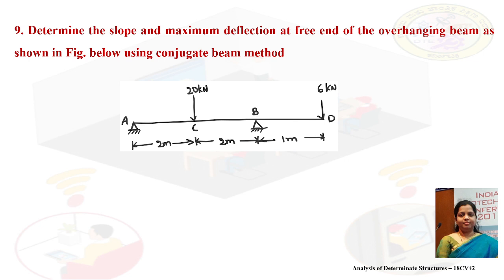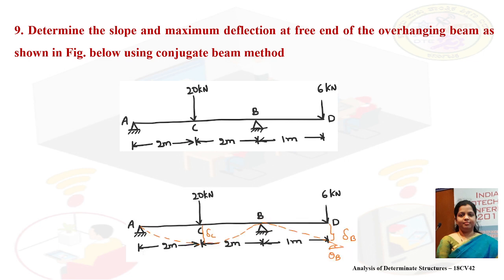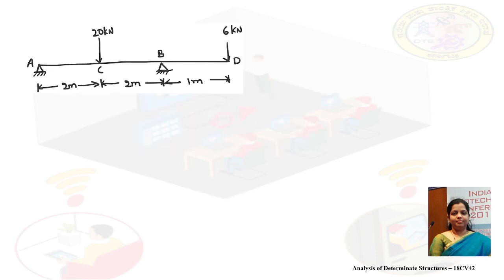So if we draw the deflection line diagram, it will be in this pattern. There are two deflections here. One at the free end, that is delta B, and another one is delta C as shown in the figure, and the slope we will get at the free end as theta B. Now in this problem, let us compute the slope theta B as well as the deflection delta C and delta B.